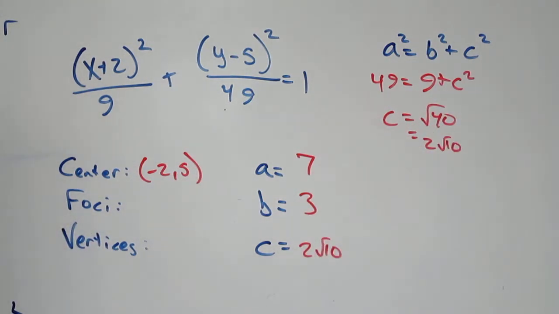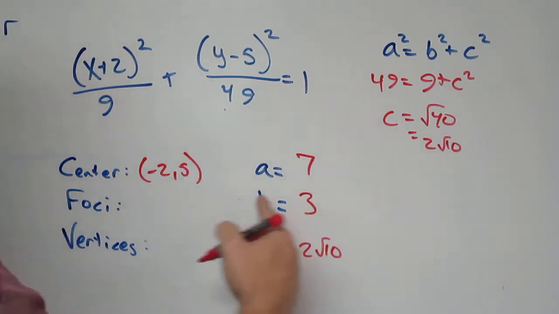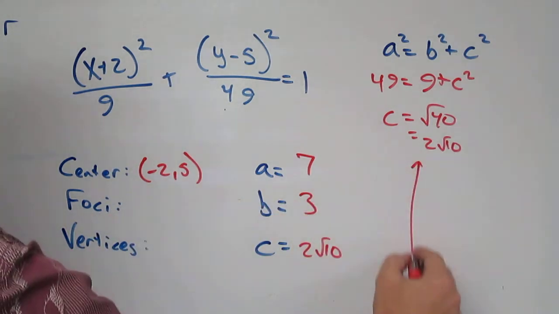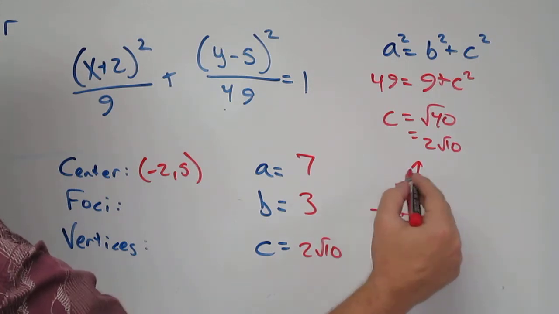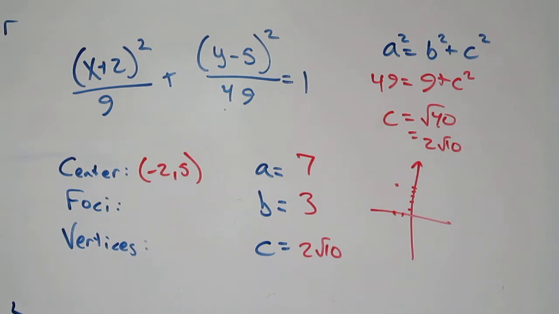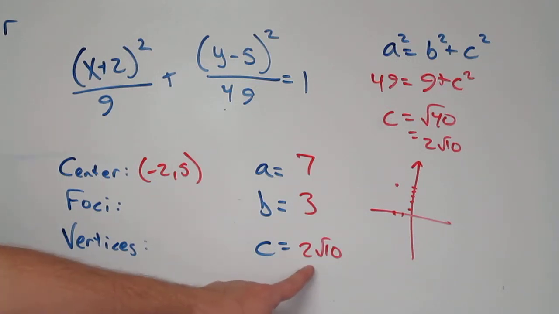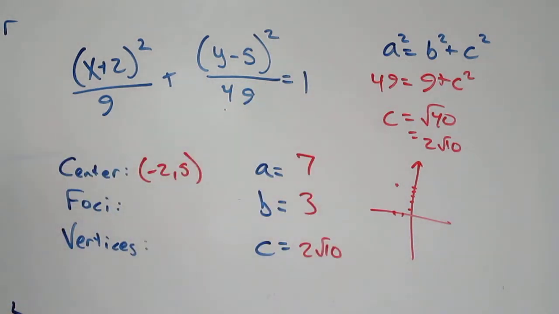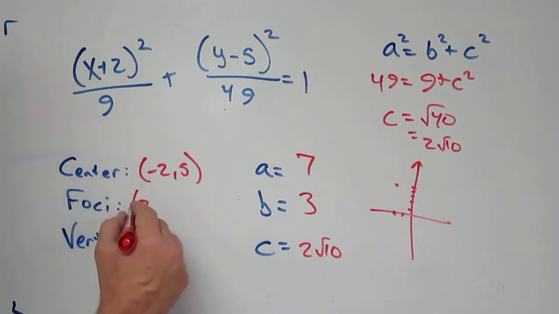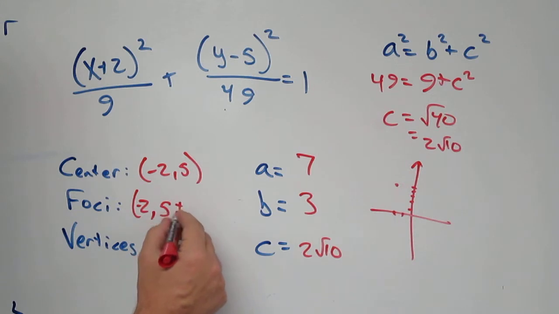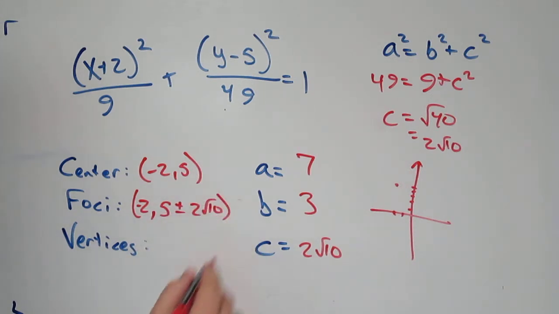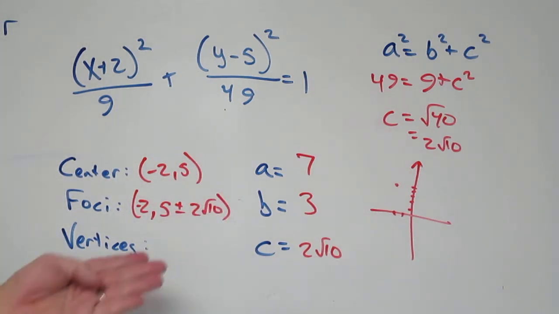Now, how does that change things? If I were to graph this, I would go over 2 and up 5, and I'd put that as my center. Since I know that it's going to be taller instead of wider, then my foci are going to be c units away from the center, but they're going to be changing up and down. So -2 would always be the x-coordinate, but I'd be doing 5 plus or minus 2 root 10. That represents both of the foci. It's not a clean number.